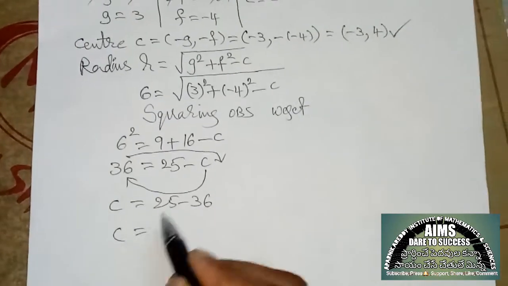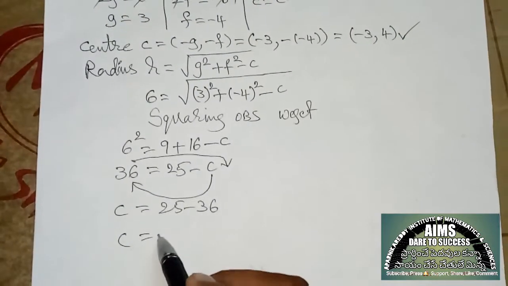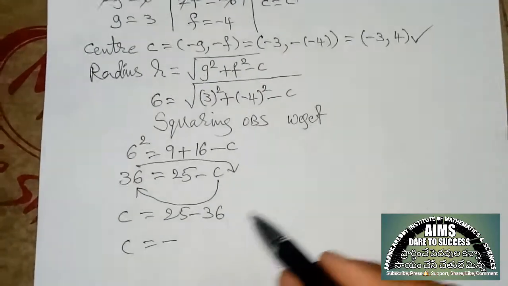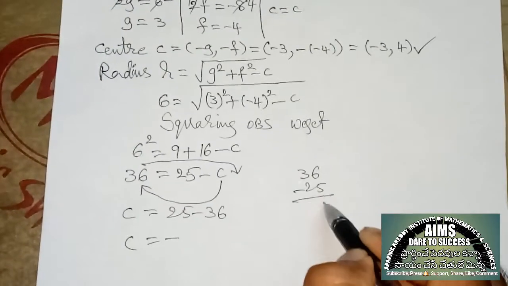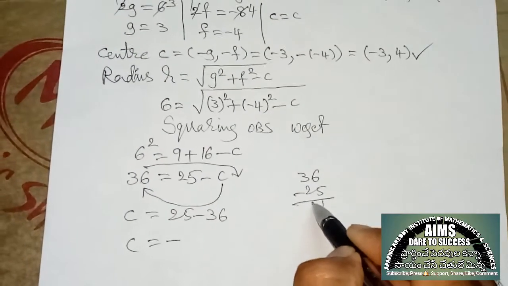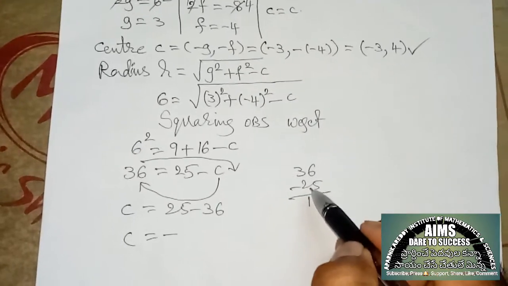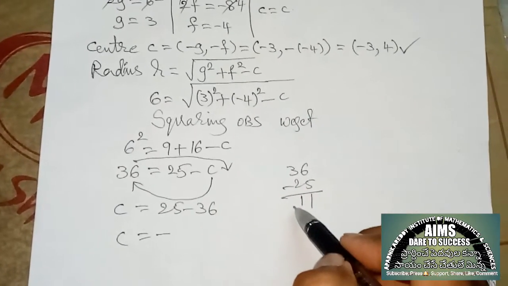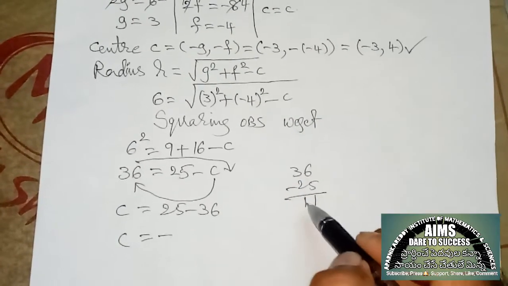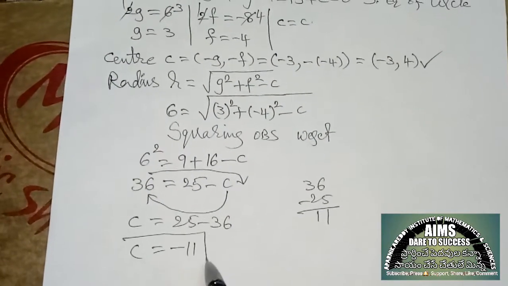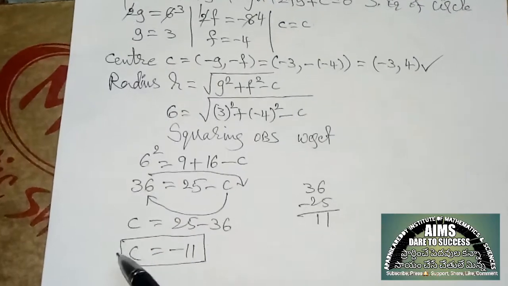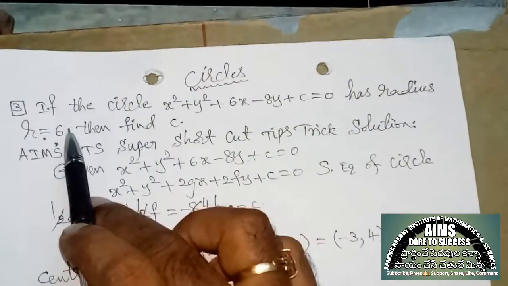Here also you have small number minus big number. So keep minus. You can take 36 minus 25. 6 minus 5 is 1, 3 minus 2 is 1. So 36 minus 25 is 11. Big number minus small number is positive symbol, small number minus big number is negative symbol. So c is equal to minus 11 is the answer for the given problem.